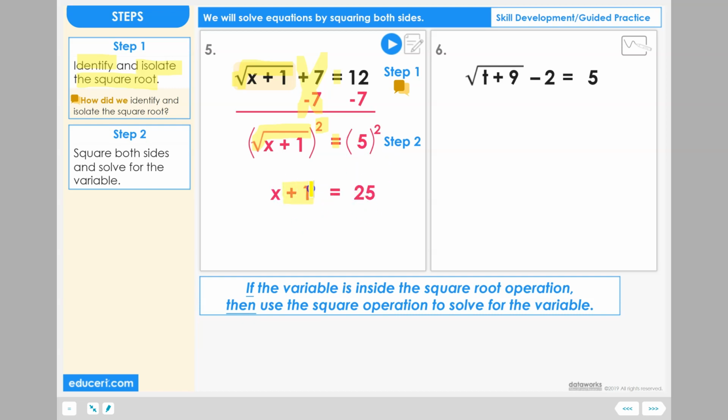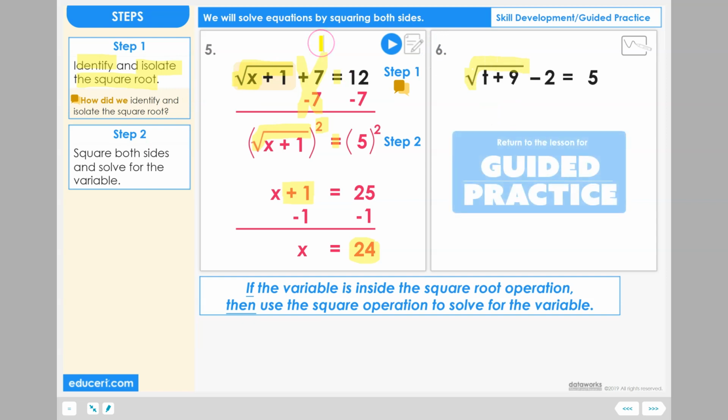We need to use an additive inverse to remove plus 1, so we are going to subtract 1 from both sides, leaving our variable x isolated on the left-hand side, and on the right-hand side, our solution is 24. X equals 24, or 24 is the value that we can place into this expression and have this equation be true. You are now ready to solve equation number 6 by isolating the square root and then squaring both sides.